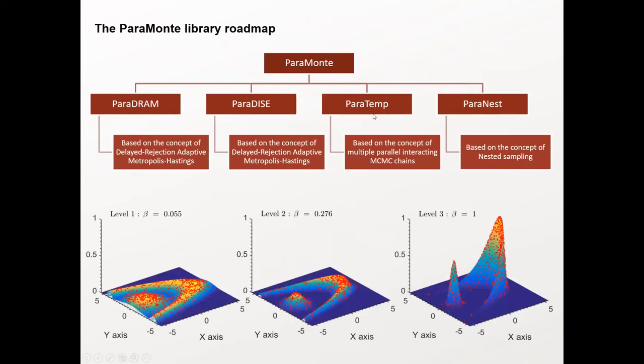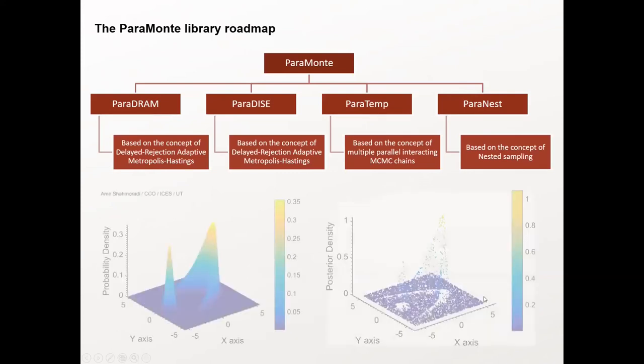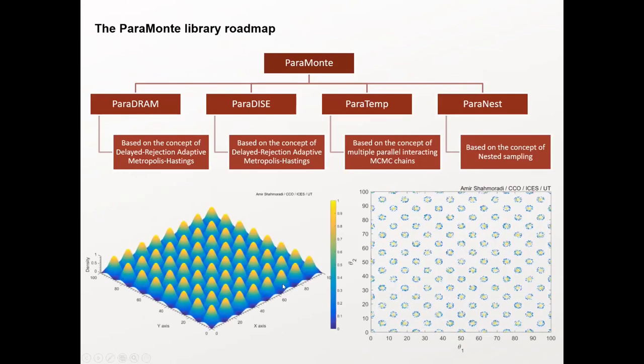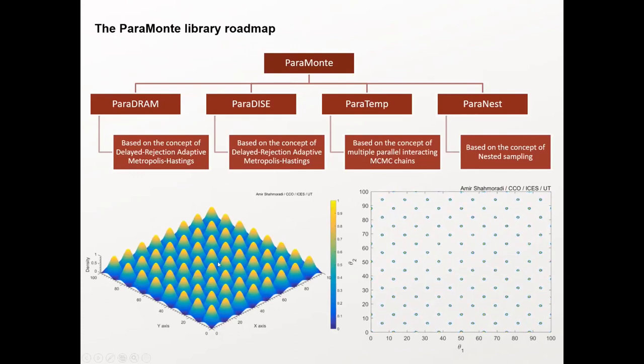This is what parallel tempering does. It tempers the objective function to compute the results. This is nested sampling. It starts integrating the function from the bottom to the top. It can be used for extremely complex objective functions that have many modes in it. That's how it does it.